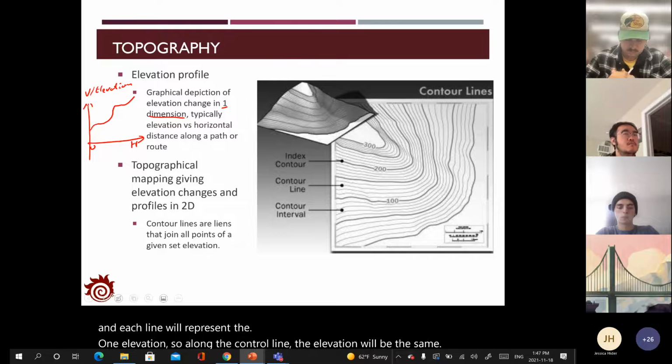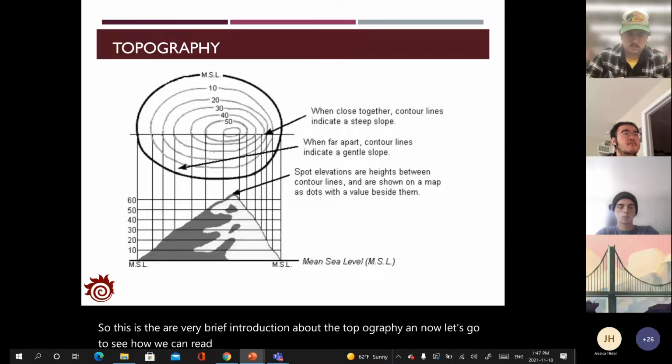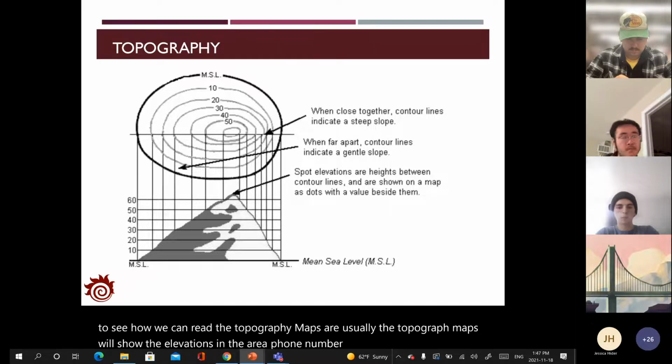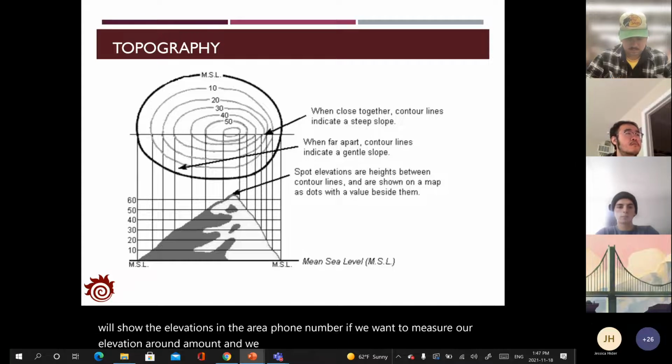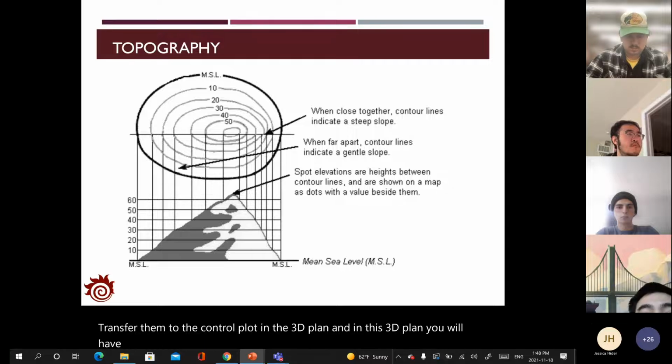So this is a very brief introduction to topography. Now let's see how we can read topographic maps. Usually topographic maps show the elevations in an area. For example, if we want to measure the elevation around a mountain, we can transfer it to a contour plot in the 3D plane. In this plane, you will have several contour lines, and as I just explained, each line represents one elevation.